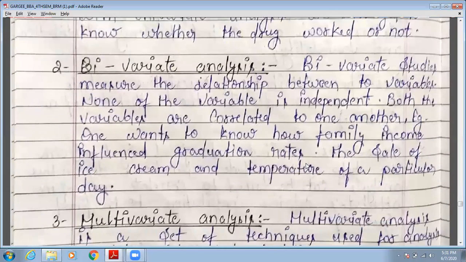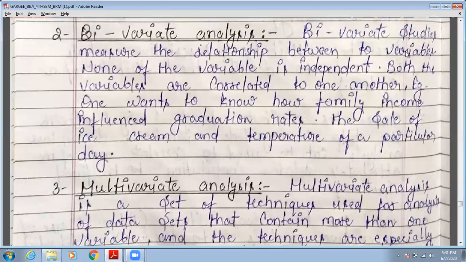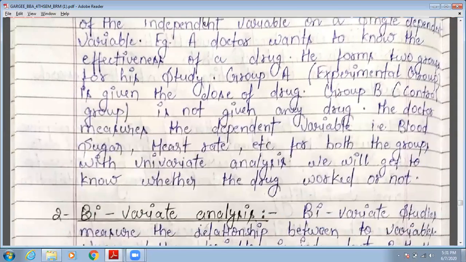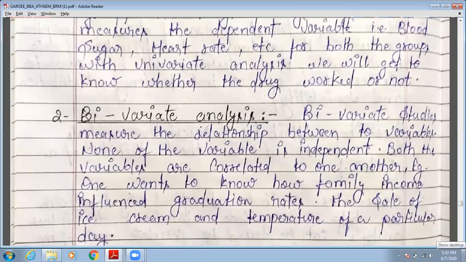Okay. Then second is bivariate analysis. Bivariate studies measure the relationship between the variables. None of the variables is independent. Both the variables are correlated to each other. So we will use univariate analysis when we want to know the effect of the independent variable on a single dependent variable. And we will use bivariate analysis when we want to know the relationship between two variables.